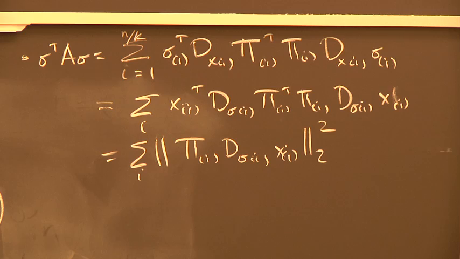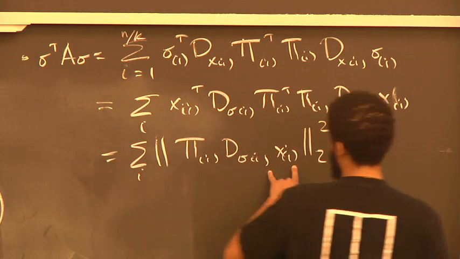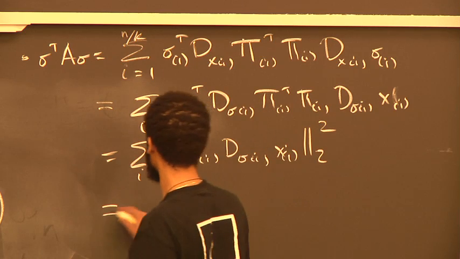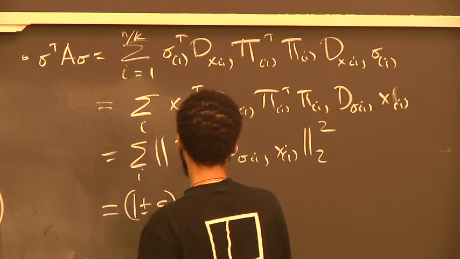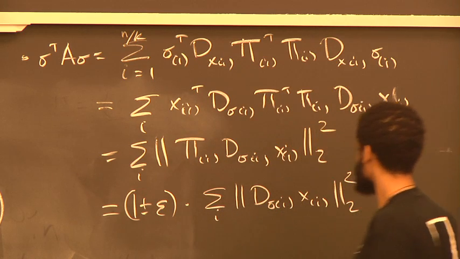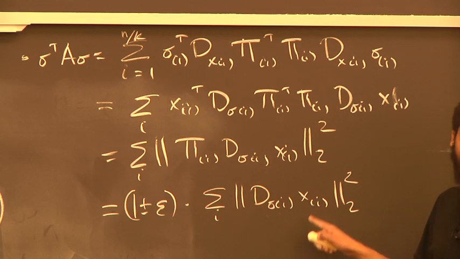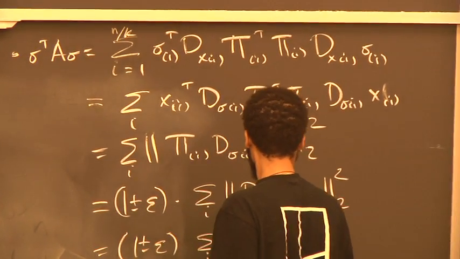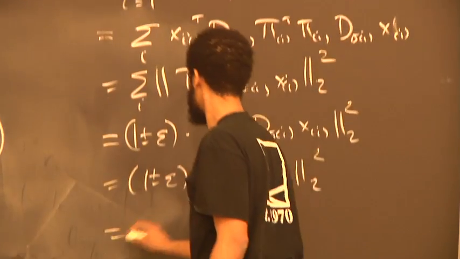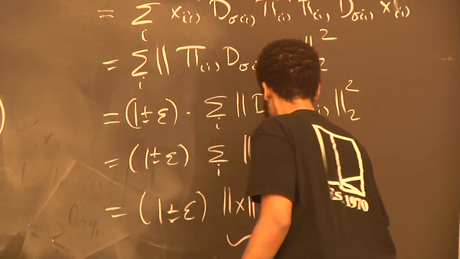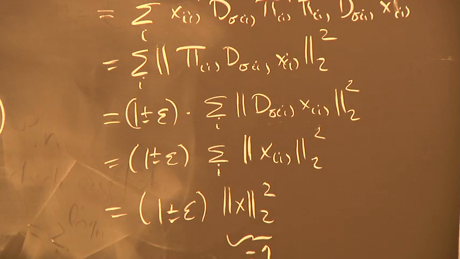right? But now, remember, D sigma_i x_i is a k-sparse vector. We broke it up into these blocks of size k, so pi preserves it. So this is equal to 1 plus or minus epsilon times the sum over i of the L2 norm squared of D sigma_i x_i. What does D do to x? It just changes signs in entries of x. It doesn't change the norm. So this is the same thing as 1 plus or minus epsilon times the sum over i of x_i squared, which is just the same thing as x squared, which we said was 1. Okay, so that's that. That's simple.